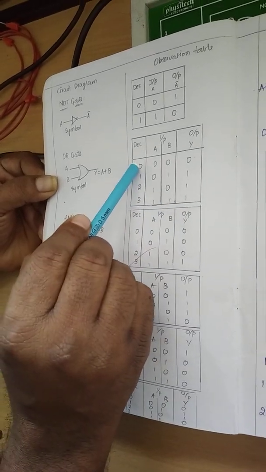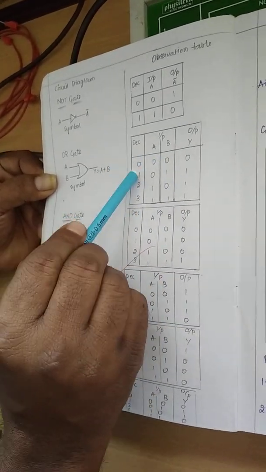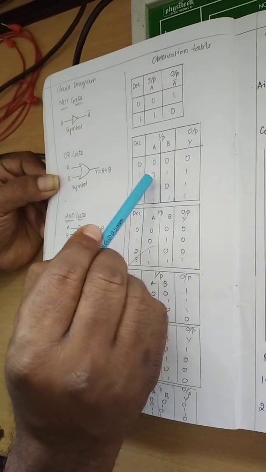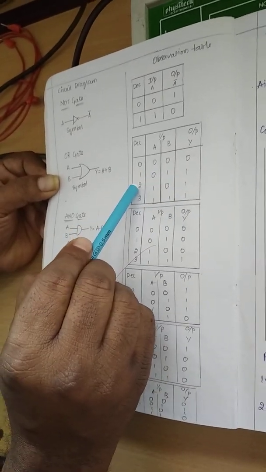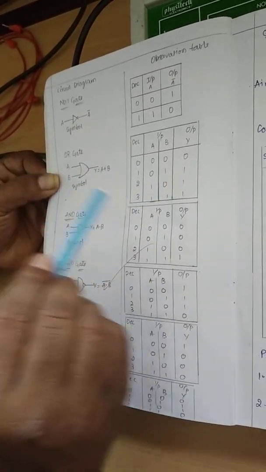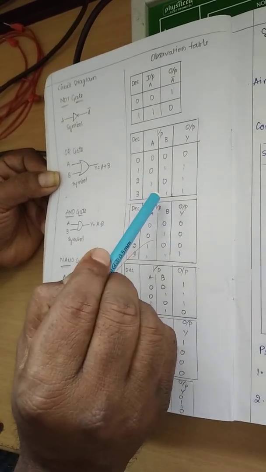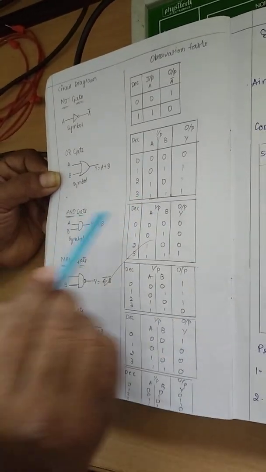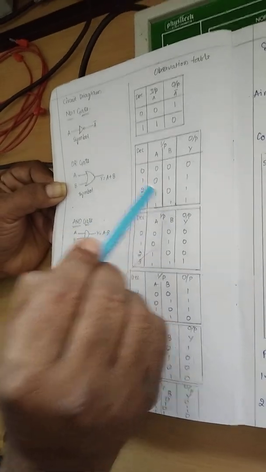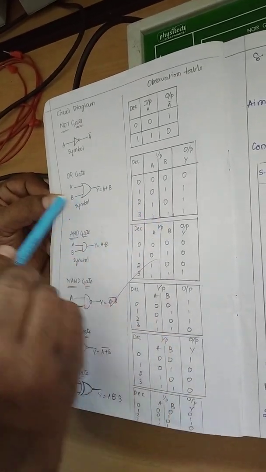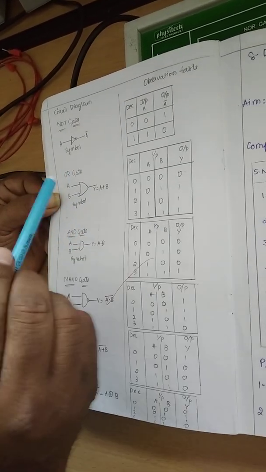0 is a decimal number, equivalent to 0, 0. 1 is a decimal number that is converted into binary 0, 1. 2 is a decimal number converted into binary 1, 0. 3 is a decimal number converted into binary 1, 1. So these are all the inputs. Now I apply the inputs to the OR gate. So what is the output?